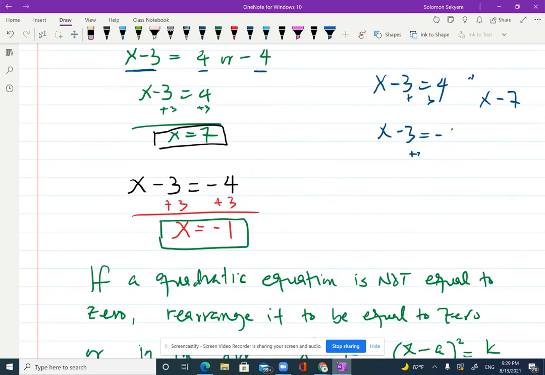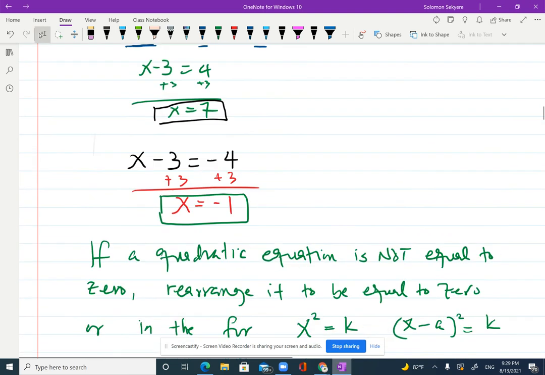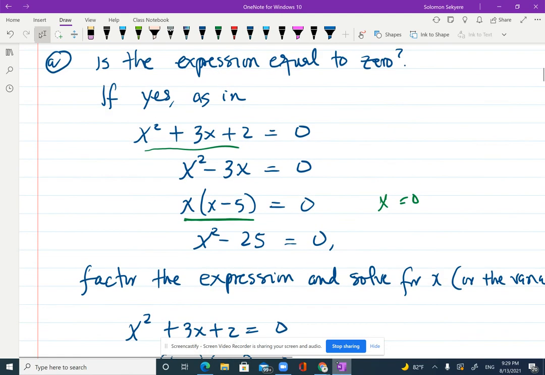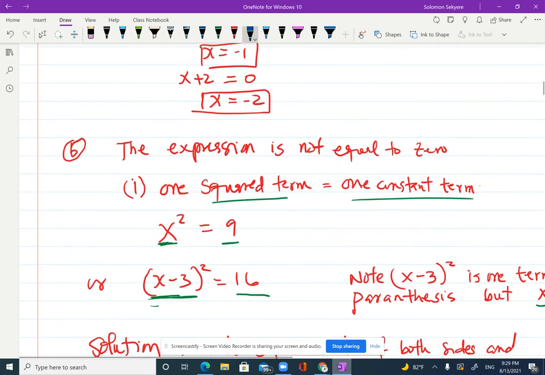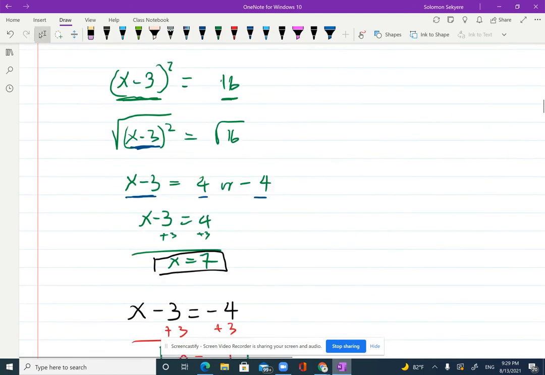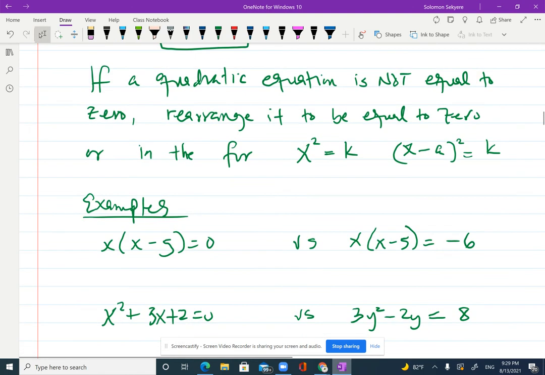So if it's not equal to 0 and you don't have it in this form, or that form, or that form, and it's not in this form either, then we have to rearrange it to make it equal to 0 or put it in the form of this x squared.